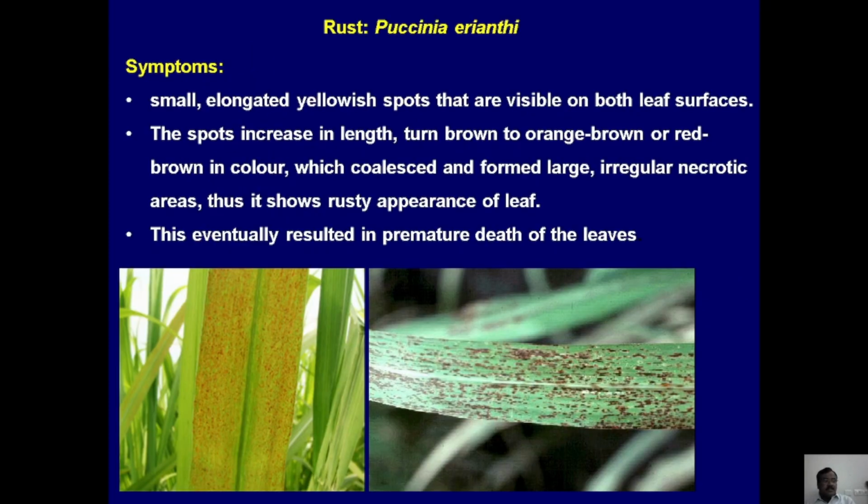And then the rust disease, which is common in many crops. Here Puccinia erianthi causes small elongated yellowish spots initially, which appear on both surfaces of the leaves. Later the spots increase in length and turn brown, orange brown or reddish brown in color. These sori or uredosori coalesce together and form larger irregular necrotic areas. It shows the rusty appearance of this disease, and this ultimately leads to premature drying and death of leaves.